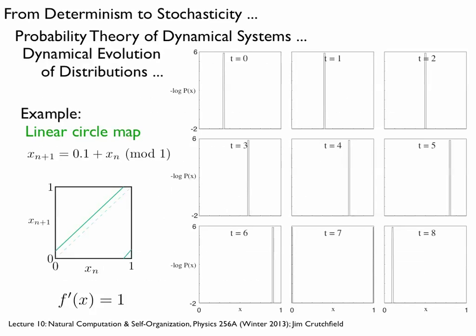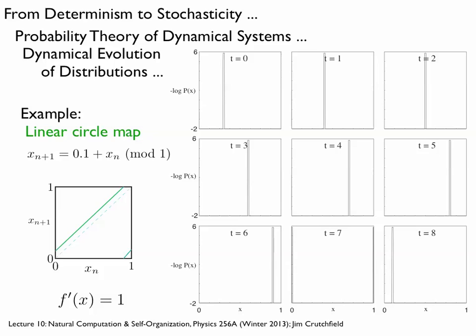Okay, so here's the first example, which is familiar to us because we talked about this when we did map labs. It's called the linear circle map. So here it is drawn out. We have the identity here, and there's just an offset, in this particular case just 0.1. So x0, I just add 0.1 to it, add 0.1, add 0.1, add 0.1, until it gets up to here. Then I mod 1 and it wraps back around again.